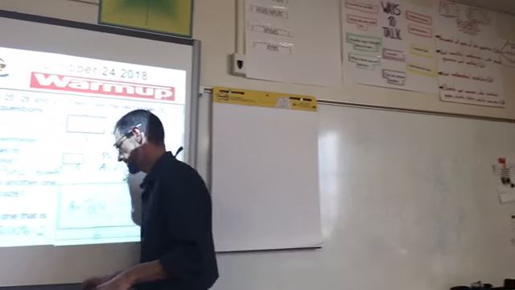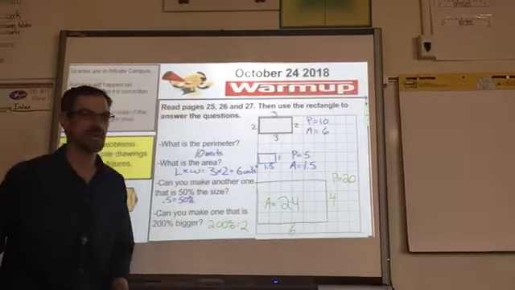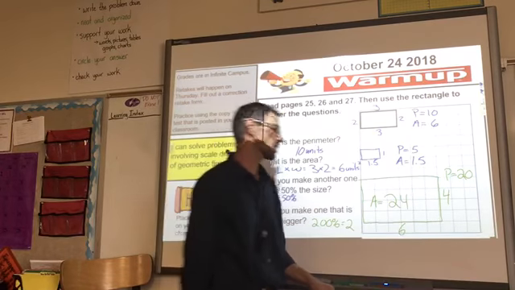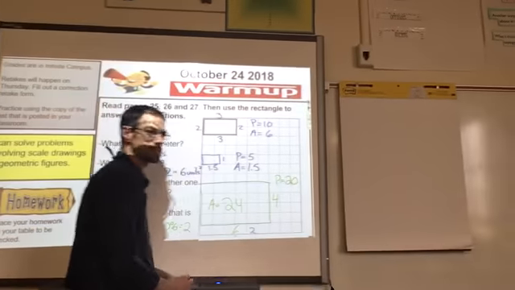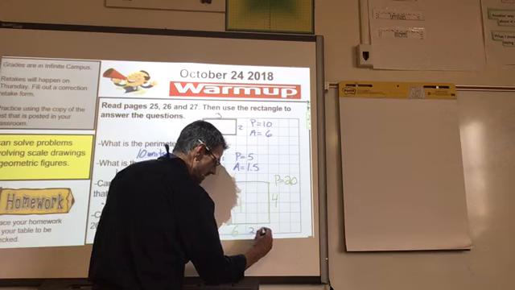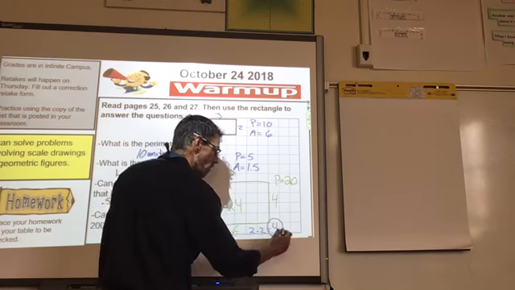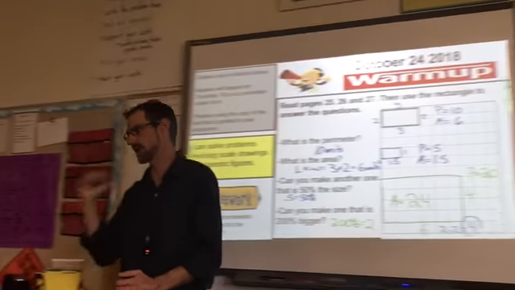So what I was saying is I doubled this side and I doubled that side, right? So I made this twice as big. I made that twice as big. So my area comes out to be 4 times bigger.